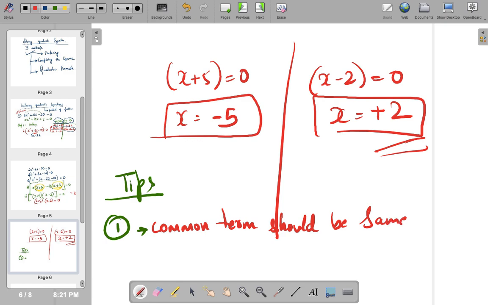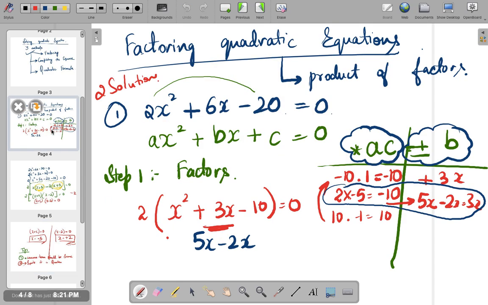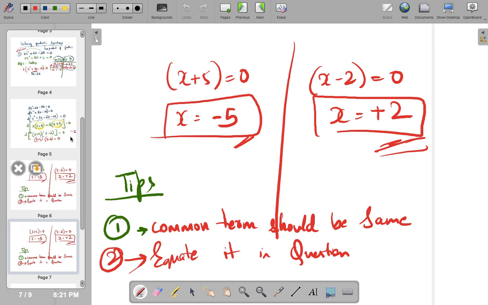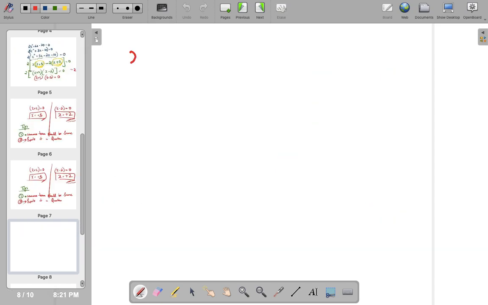Second thing, how do you know these 2 solutions are correct? Equate it in the question. So what is the question? 2x square plus 6x minus 20, correct? 2x square plus 6x minus 20 equal to 0. And what are the solutions you got? One is minus 5, one is plus 2.